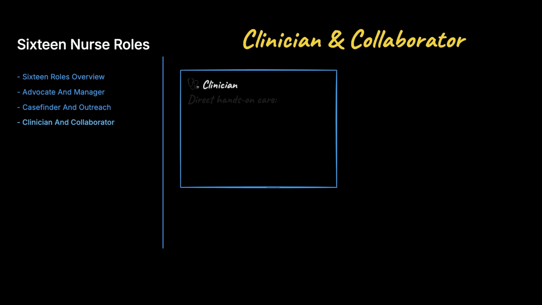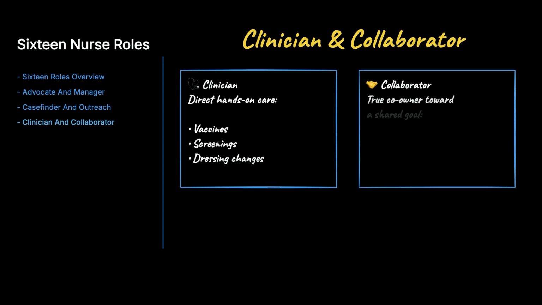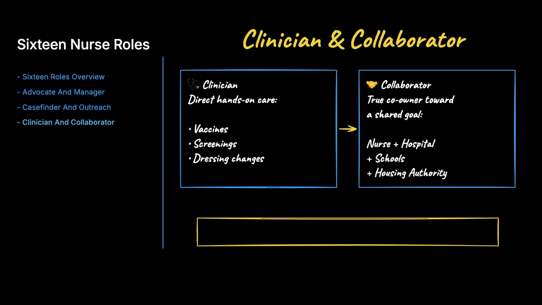The clinician and collaborator are easier to spot. A clinician gives direct hands-on care such as vaccines, screenings, or a dressing change, and public health nurses do this routinely. A collaborator works as a true co-owner alongside other agencies toward a shared goal, like a nurse partnering with the hospital, schools, and housing authority.